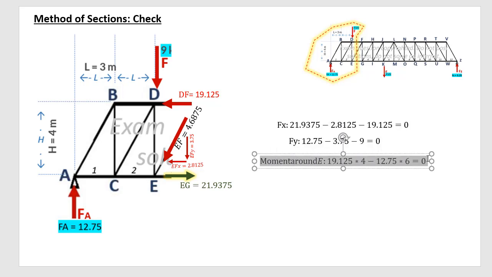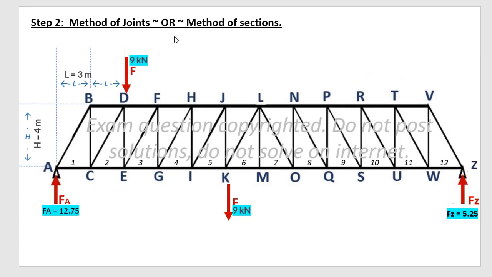For moments, you can take the moment around any point you want. Point E is a good one because I don't worry about EG, I don't worry about EF, I don't even worry about 9 because those are all coming straight through E. So E is just F versus FA. So I can check to make sure that the moments on this section add to 0 and all my numbers check out.